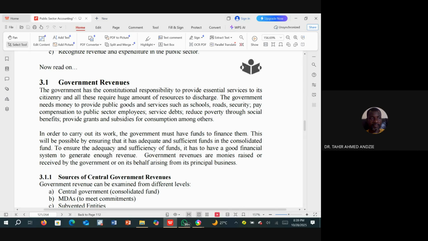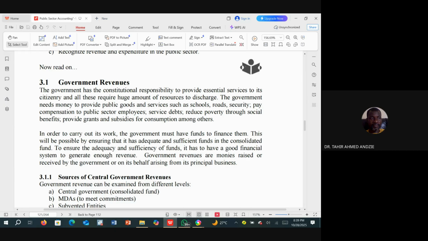The government needs money to provide public goods and services. When we say public goods, we are talking of goods that are made for all.